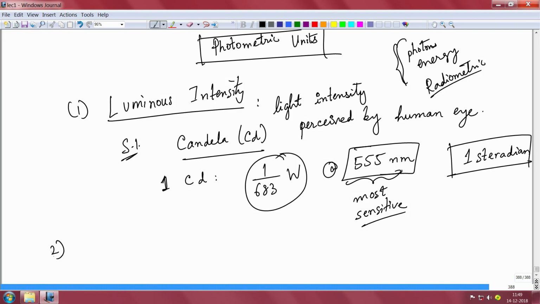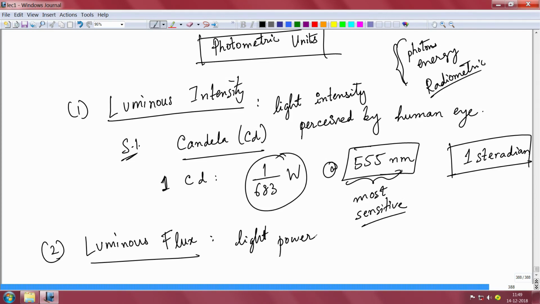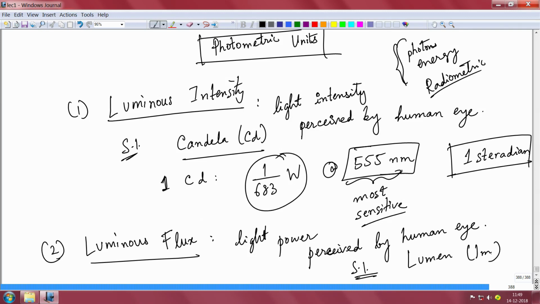A related important quantity is luminous flux. These are terms used to quantify and compare light sources like a tube light, a CFL bulb, even your earthen lamp, the diya that you light in Diwali, and an LED bulb. Luminous flux is the light power as perceived by the human eye, and its SI unit is lumen, LM. Candela is luminous intensity, lumen is luminous flux.